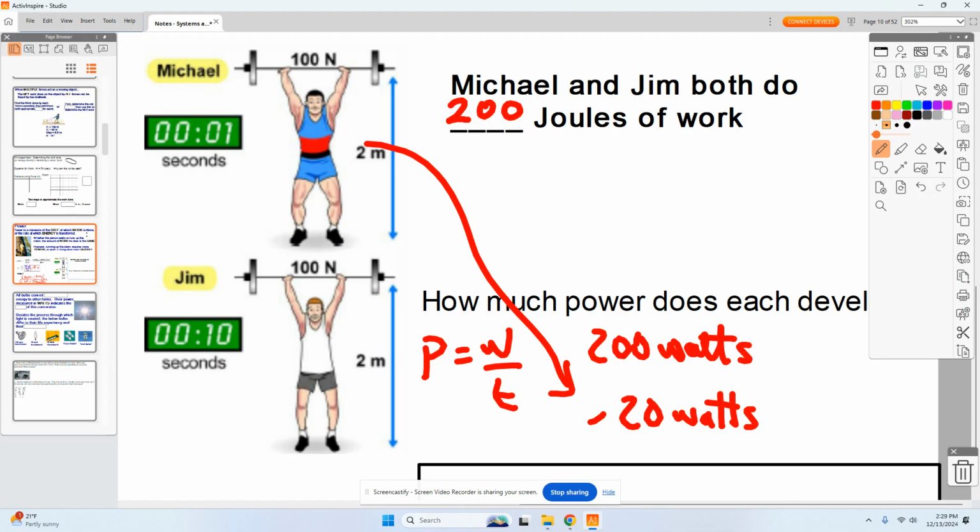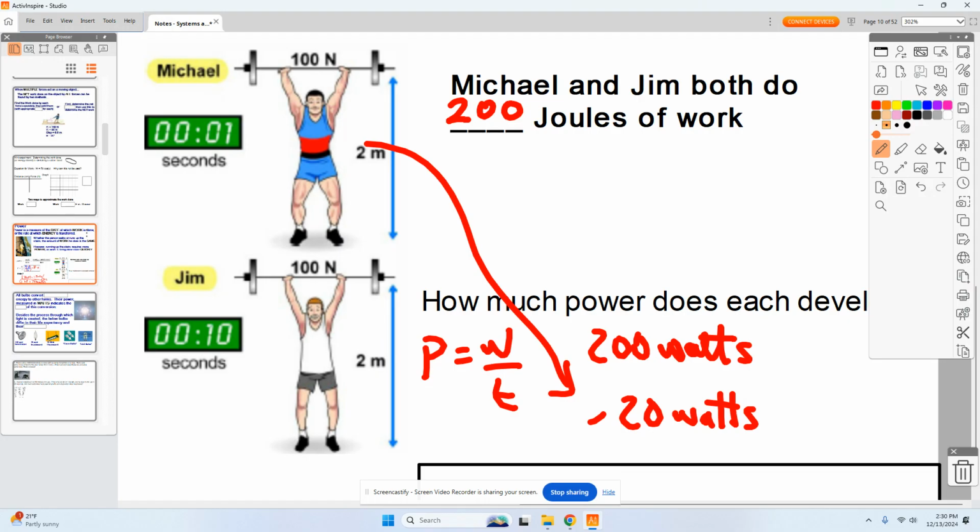Most athletic competitions are power competitions. Agree or disagree with that statement? Think about the 100 meter or the 200 meter dash. The person that wins a sprinting event has to do a certain amount of work to get from point A to point B, but the winner is the one that does that work in the least amount of time. So time plays a critical role in a lot of competitions.